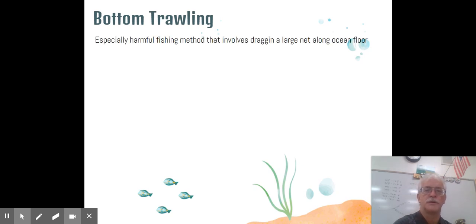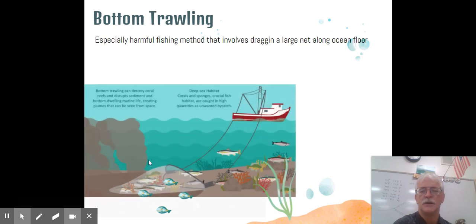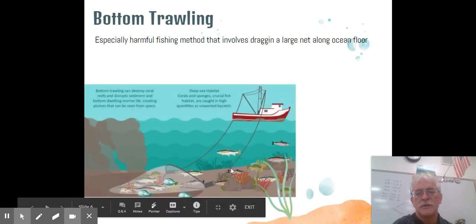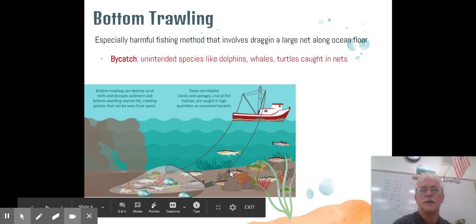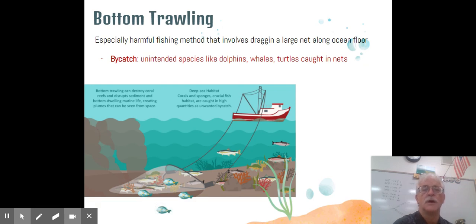Another problem with fishing is something called bottom trawling. This is one of the most damaging fishing methods, and what it involves is dragging a net. You can see here, they have a net down on the bottom, and they drag it along, and there's a line across here where it's going to hit something. What's going to happen is, one, they're going to catch the fish they don't want. In other words, they're going to catch dolphins, whales, turtles. That's not what they want, but they're going to catch them anyways.